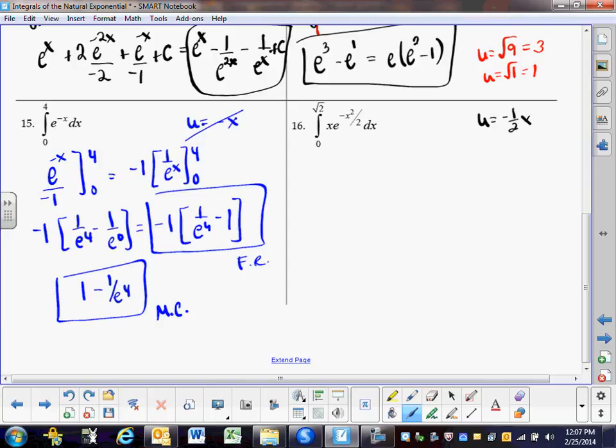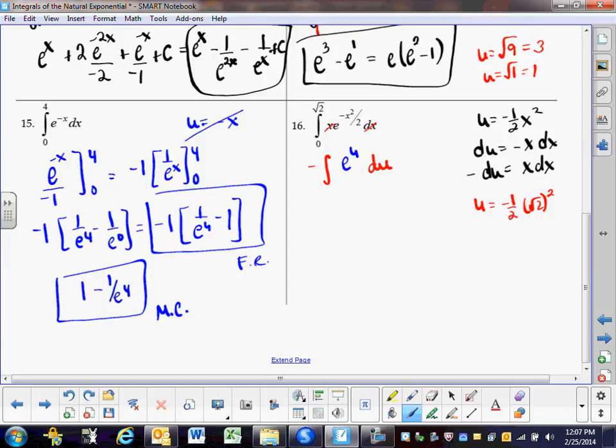Okay, the next one, e is not alone, so we have to u-sub. Our u is going to be, I'm going to rewrite this as, negative 1/2 x squared. It doesn't look like it's a quotient rule because it really doesn't have to be a quotient. So du is going to be negative 1x dx, so negative du equals x dx.